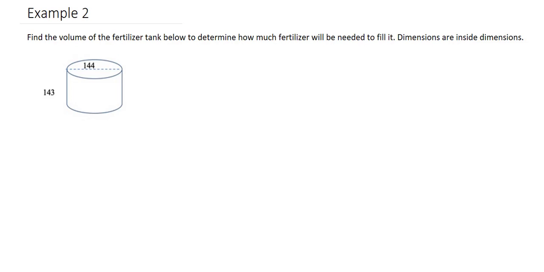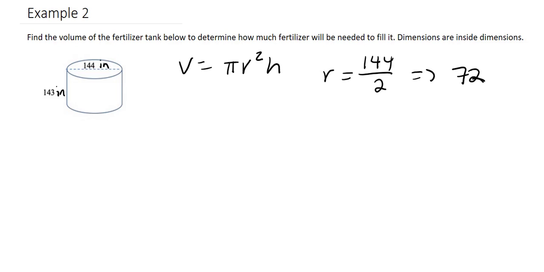Now let's go ahead and look at the second example. So example 2, we're going to find the volume of this fertilizer tank below to determine how much fertilizer will be needed to fill it. So the dimensions are inside dimensions. And this is likely, right, inches, but it's just not stated. So if we look at this, volume is pi r squared times the height. Now, radius, right, is the diameter in half. So 144 divided by 2, which is equal to 72.